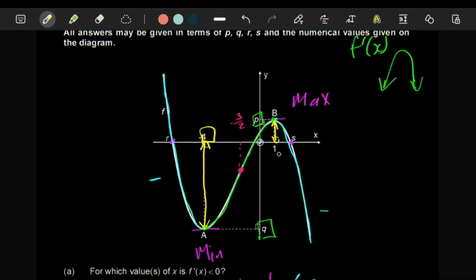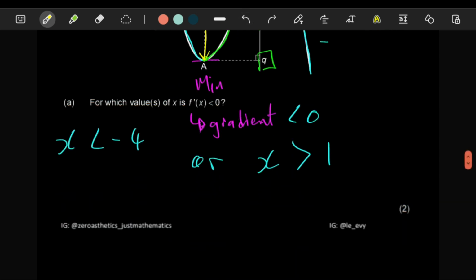I was busy using this and using that instead of using p and q, because you see p goes with the y value of B. q goes with the y value of A, which is basically all you just need to use instead of the x values, because the x values, you don't use them for this kind of a question.